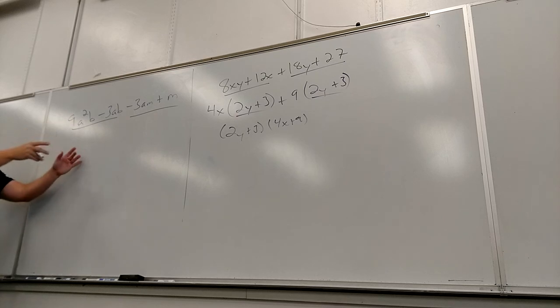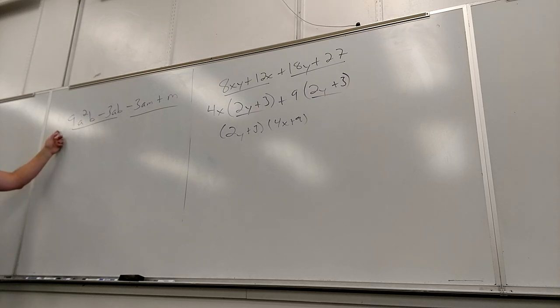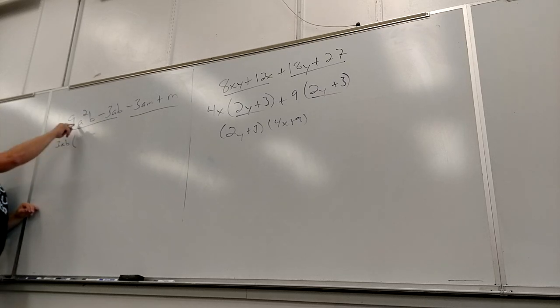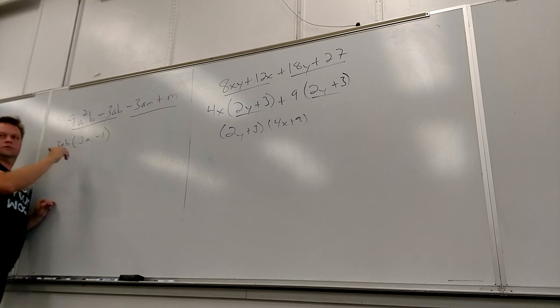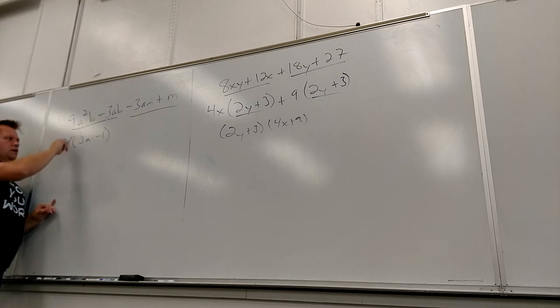And again, why am I doing this? Well, first off, does anything come out of everything? No. That M screws that up, right? It's got no chance. Are there any like terms? No. There are 4 terms, so I know to try grouping. What comes out of these two? 3AB, I like it. So what's left here? 3A minus 1, I like it. I have to put the minus 1 because that divided by that is 1.